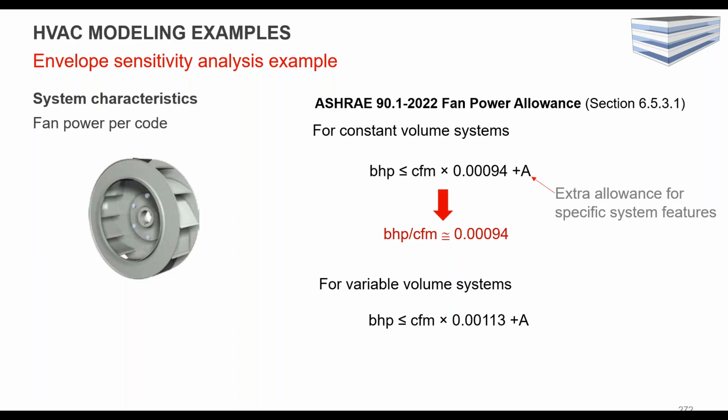And then continuing on with the same example, what about fan power, right? So we have a system selection, but fan power. So again, an easy place to go to look to get standard fan power or static is to look at the fan power allowances that are provided in ASHRAE 90.1.